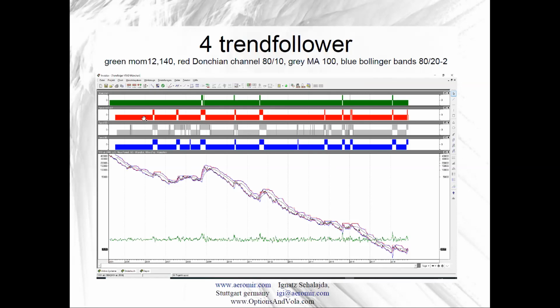So my favorite is the Donchian channel. I use it in most of my systems. And if I use other indicators, which I do, I have to add some more indicators or some more filters to get good results.